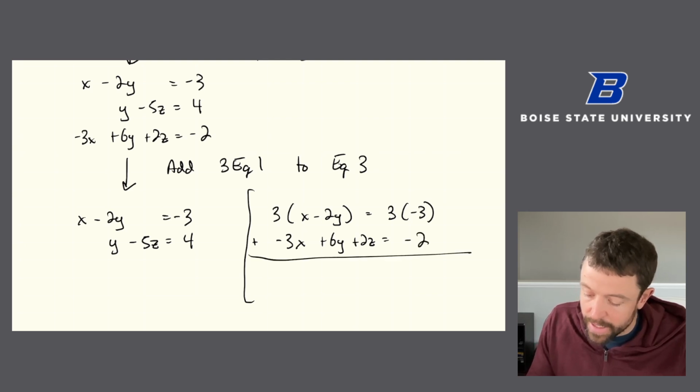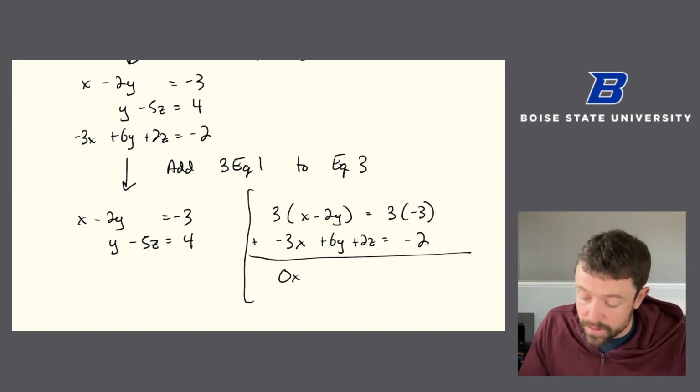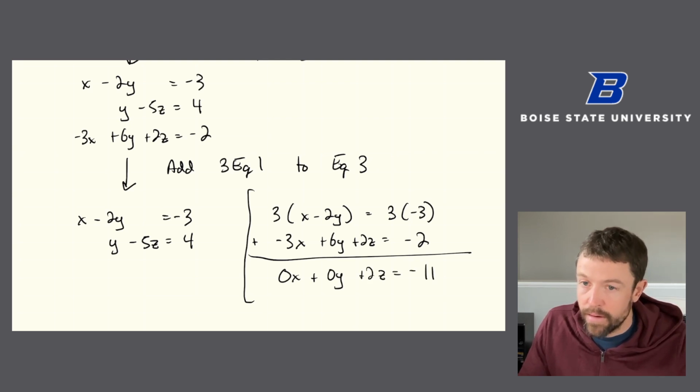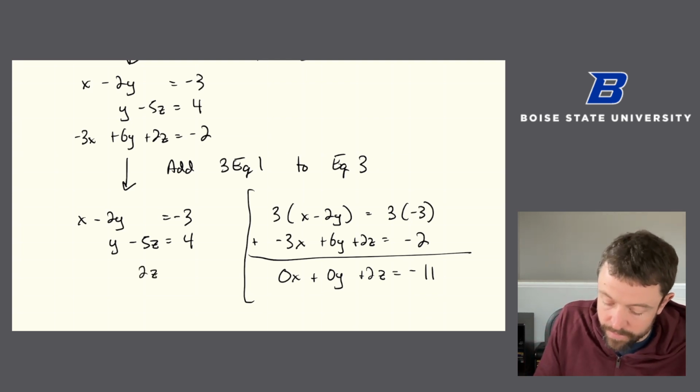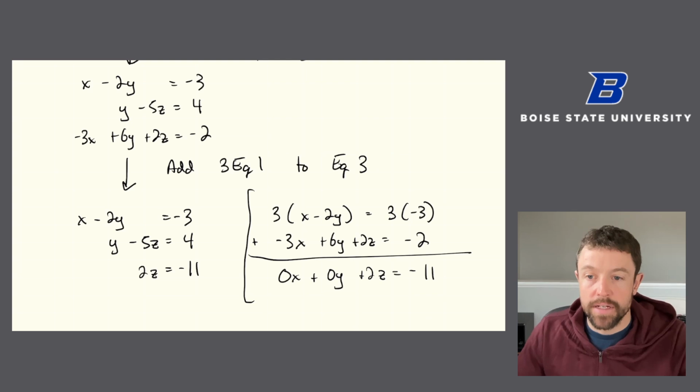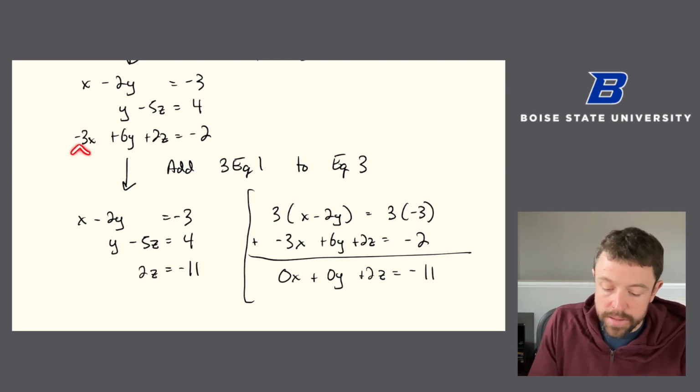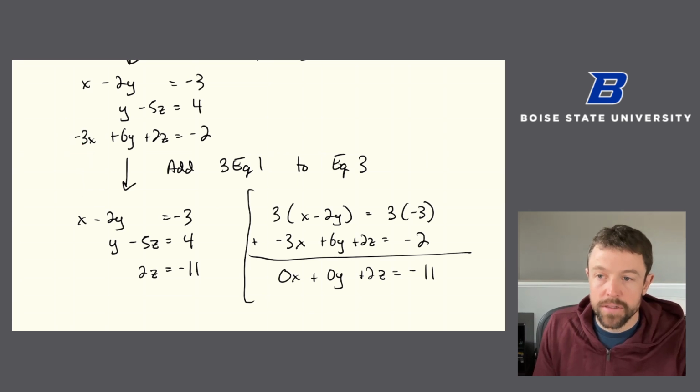And what do I end up getting? Well, I get cancellation of the x terms and also the y terms. And this is what I get. 2z equals negative 11. These two systems are equivalent. They have the same solution set.